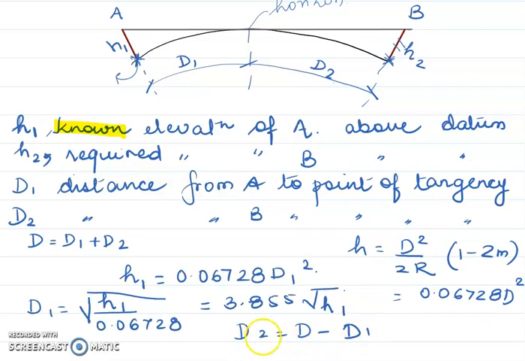Once I know d2, I can calculate the value of h2. I have this equation which connects d2 and h2, so I can substitute it back and I will get h2 is equal to 0.06728 times d2 squared. Doing this, I get how much I should elevate this point so that it is visible from A. This is how I obtain it. When you solve some numericals, this will be more clear.